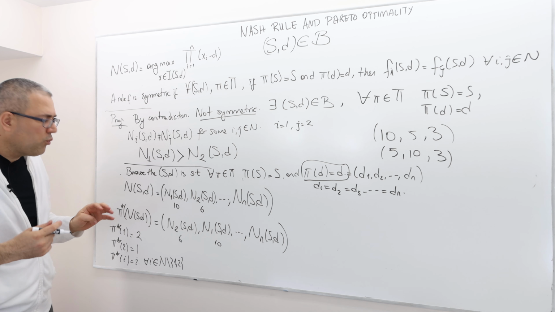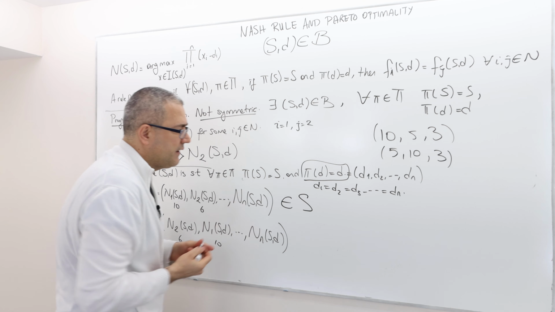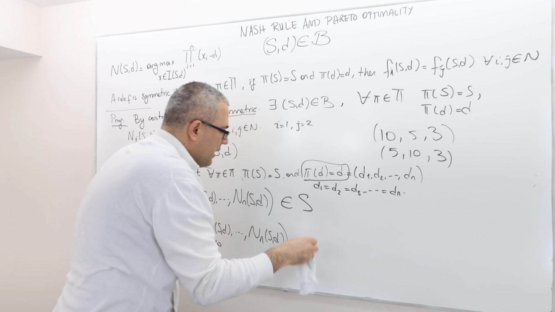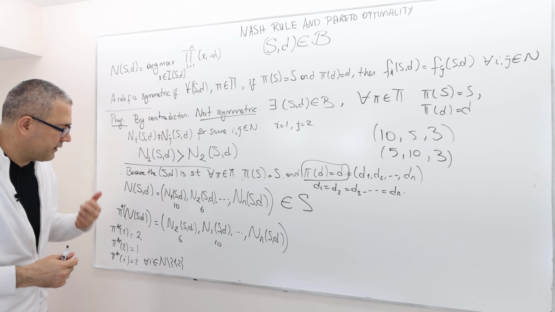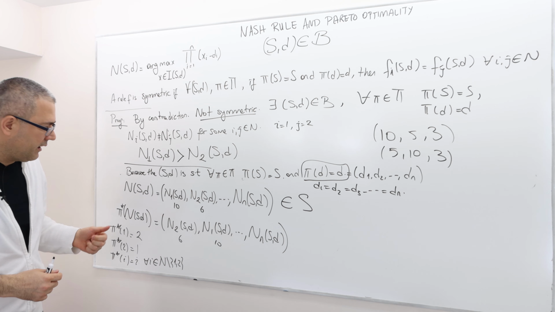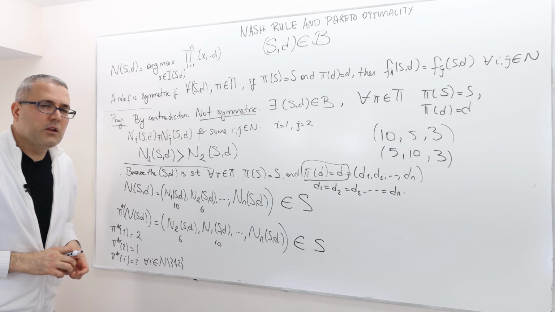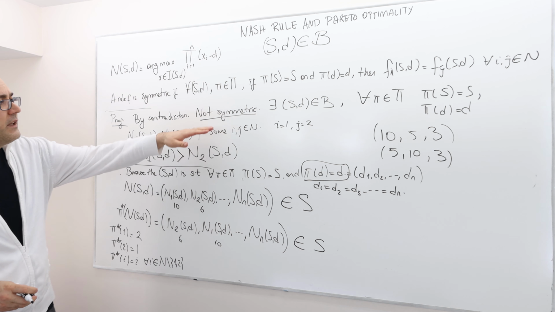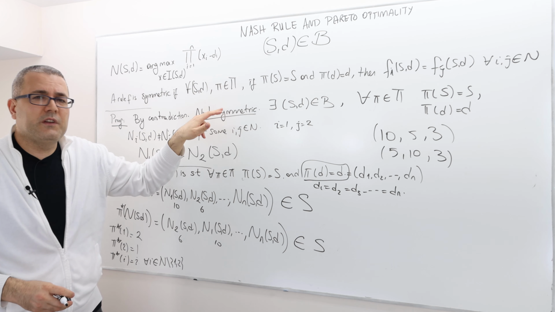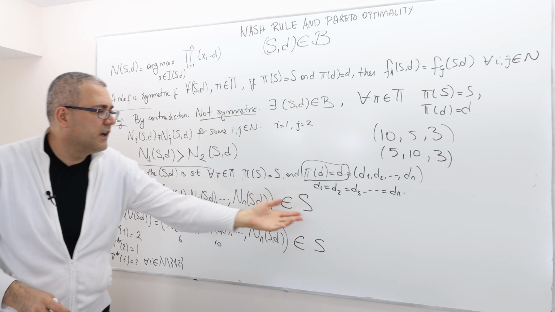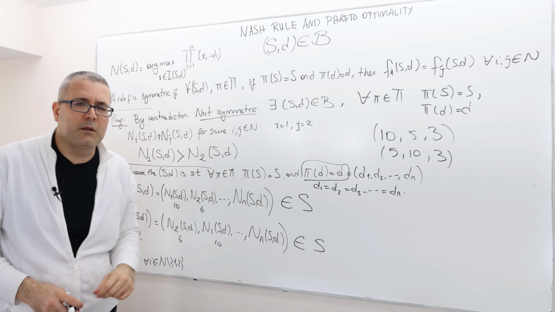Well, what do I know? First of all, this is in my set S. In fact, this is an individually rational payoff vector, which I know. Well, what else? We know that this is also in S. How do I know that? Because remember, the game was symmetric. Pi of S is equal to S for any permutation. So therefore, if this is in my bargaining set, this must also be in my bargaining set.